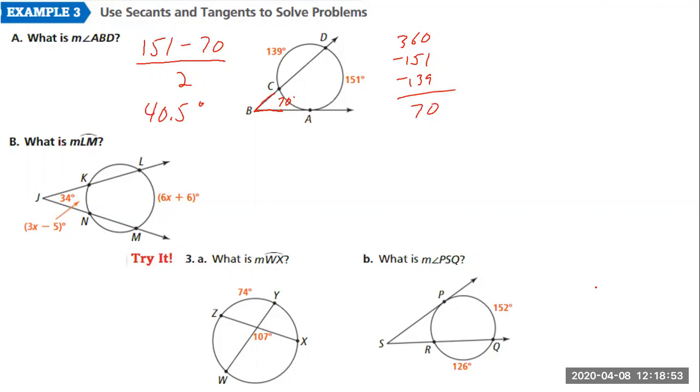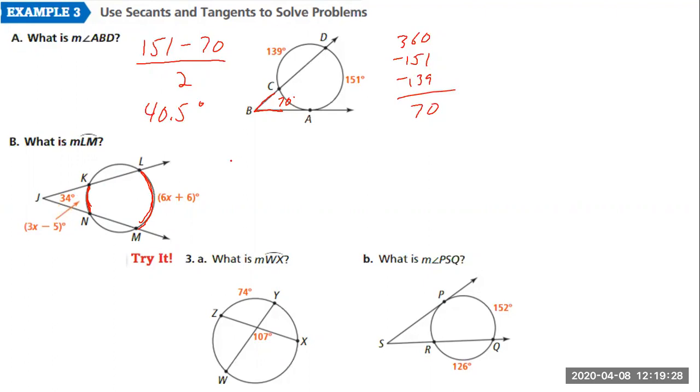So on B, we have 2 arcs. This time we have 2 secant lines. Again, the last one was a secant and a tangent. Now we have 2 secants, but it's still the same idea. We have a big arc, which is going to be this piece, and we have a little arc that's going to be this piece. But now it's algebraic. It's still the same rules. They gave us the angle measure this time, so we're going to plug it in like it's an equation and then find the measure of arc LM.